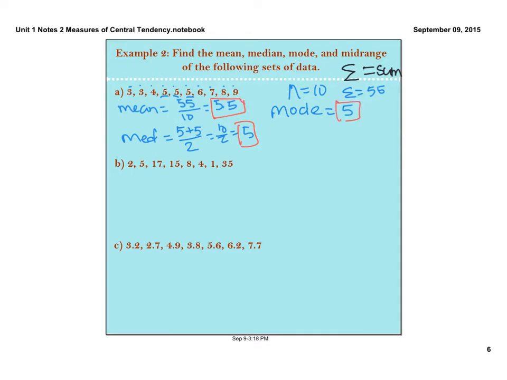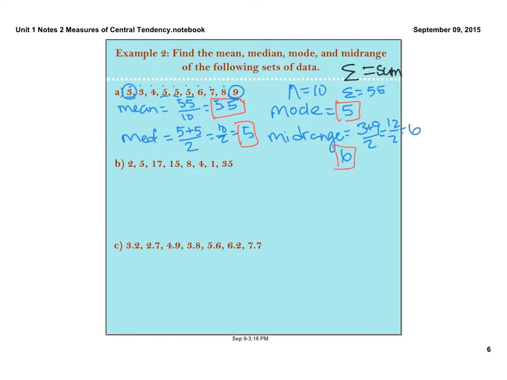There's that one. And the mid-range. The mid-range is, again, that new one that you guys probably haven't done before. So my mid-range is going to be the lowest plus the highest divided by 2. So that's 3 plus 9 over 2, 12 over 2, which is 6. Hopefully you guys can see that outside of my little window. So the mid-range is equal to 6, just in case it cut off there.